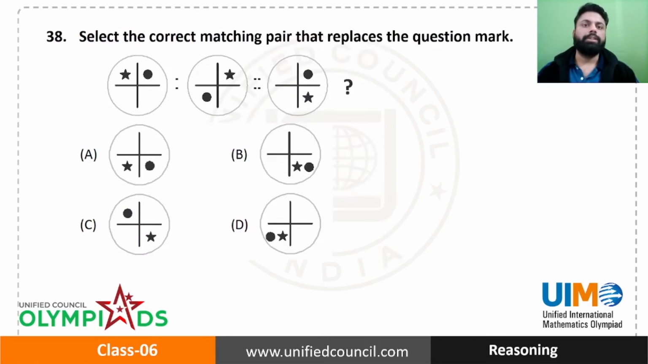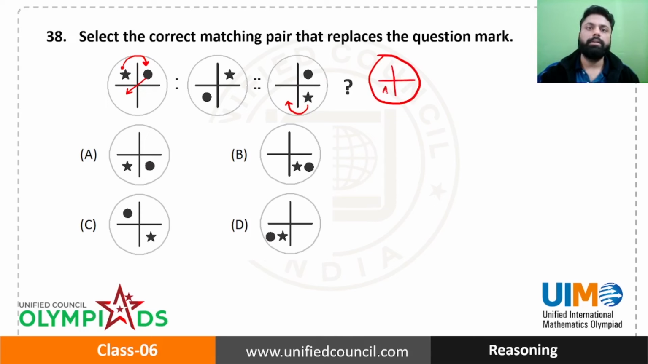Select the correct matching pair that replaces the question mark. Over here, if we just try to understand this, this star is shifting 1 time towards the right, and this is going in the opposite direction. So in this case, star is going to shift 1 place over here, in a circle, plus sign, and this part is going to go in the opposite direction.